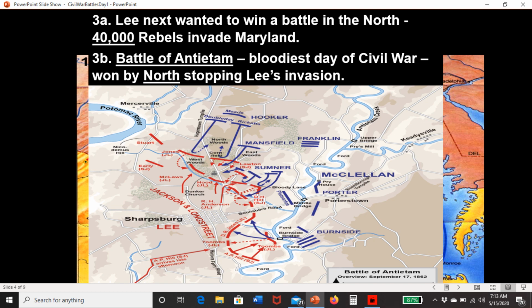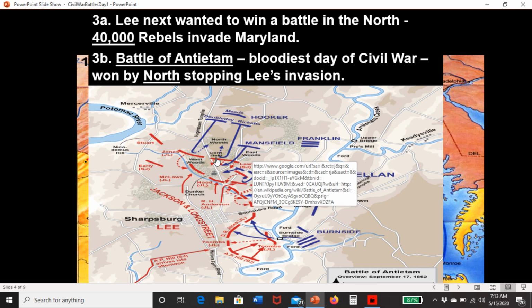The first fighting takes place in a cornfield in which the Union is going to go up against Stonewall Jackson again. There is back and forth, but eventually it will be a stalemate here in the cornfield.